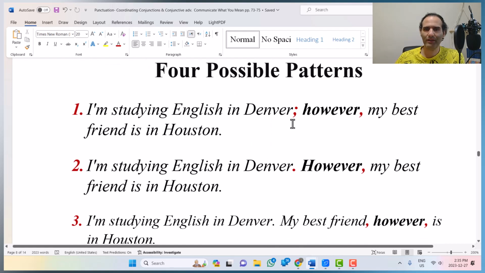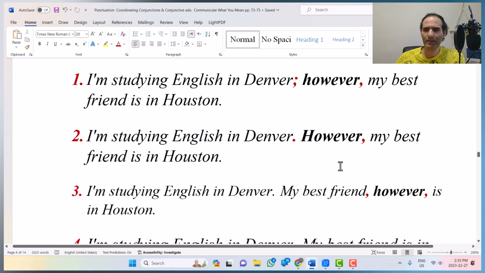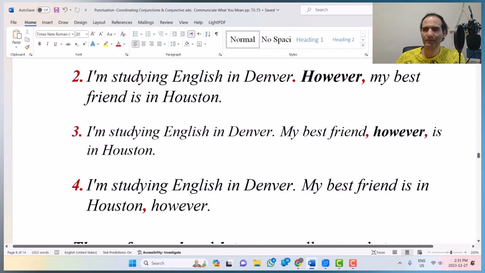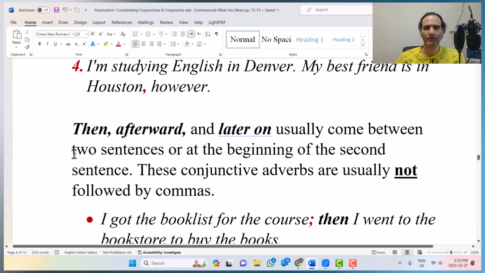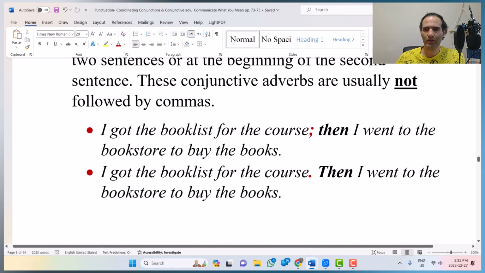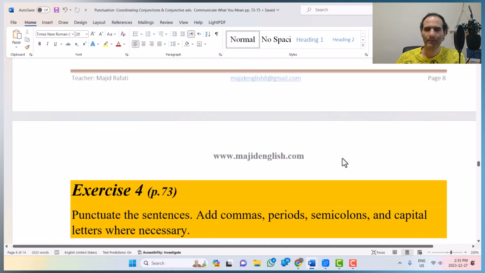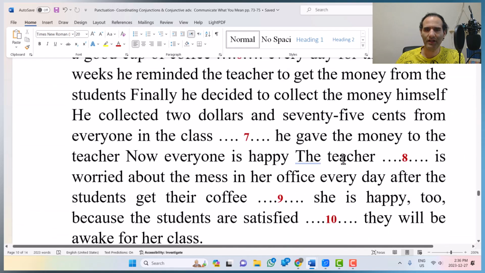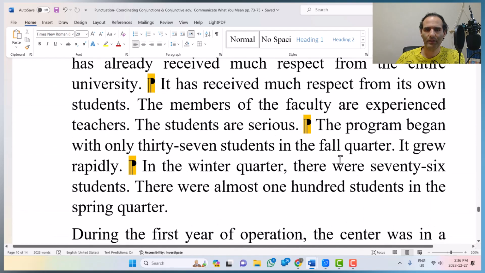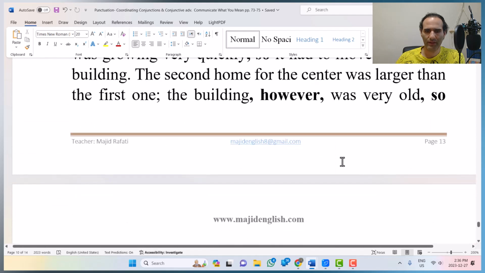Four possible patterns of connecting two sentences with a conjunctive adverb: semicolon, comma; period, comma; in the middle of the second independent clause, comma, comma; end of the second independent clause, set off by one comma. Conjunctive adverbs of time sequence are an exception. They are not followed by a comma. And here, exercise 4 we talked about, exercise 5 we talked about, and exercise 6 also the same.